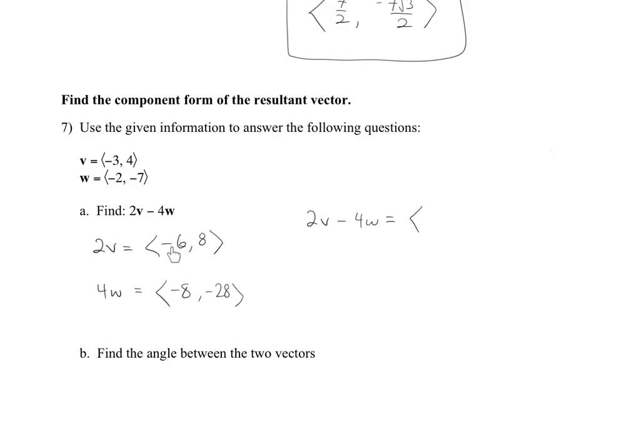So if we have negative 6, subtract negative 8, that's 2. And then if we have 8, subtract negative 28, 36.